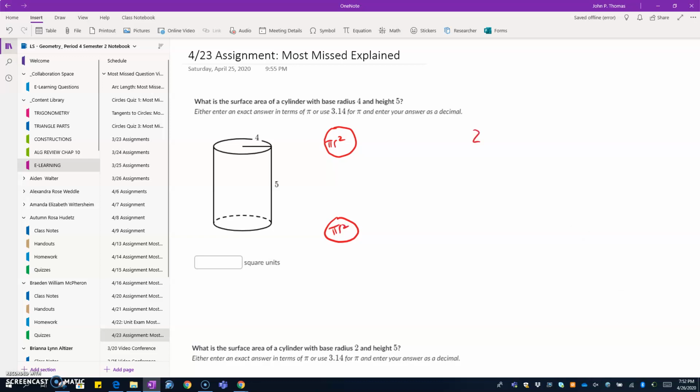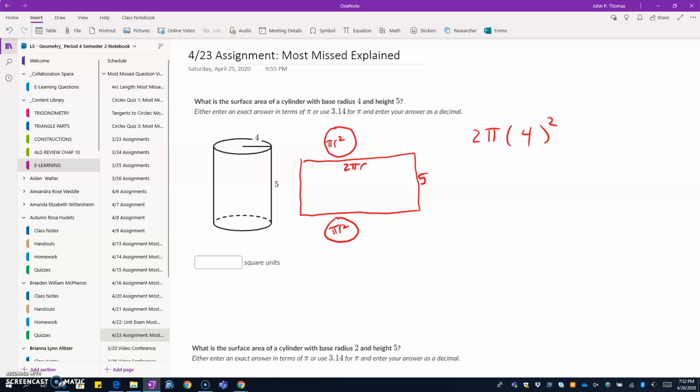So I know I'm going to have 2 pi r squared, and in our problem we've got 4 for the r. Now, the other piece is going to be a rectangle. If I cut that and lay it out flat, it's going to form a rectangle. The height is clearly 5. What usually causes people grief is the length of this. You want to think that that length is what's wrapping around the circle on the top and bottom. So it's really the circumference, and circumference is given by 2 pi r.